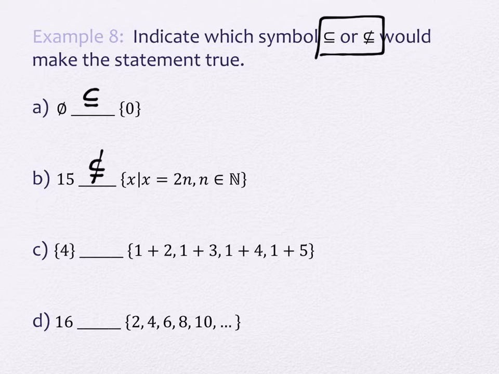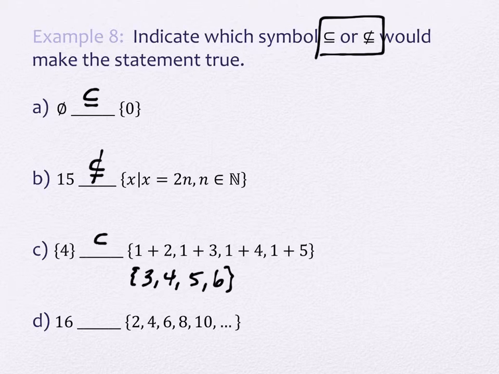C, is C a set on the left? Yes, it is. And we talked about on the last slide that these are the numbers 3, 4, 5, and 6. So is the set with the number 4 in it a subset of the set 3, 4, 5, 6? Yes, it is. We talked about those last time. We hadn't done an exact example yet, but this is an example of a subset. Not a very exciting subset.